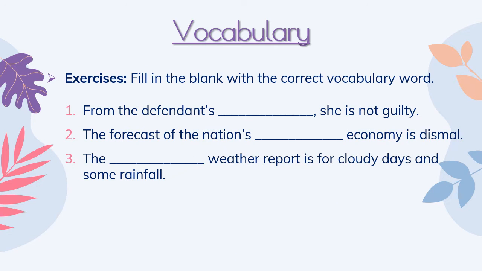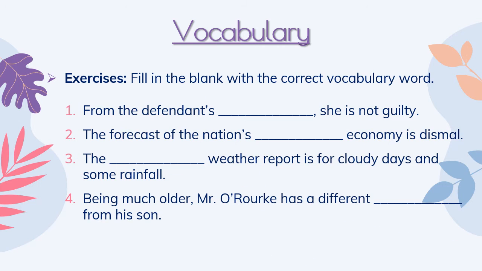Number 3, the blank weather report is for cloudy days and some rainfall. Which vocabulary word, based on its definition, would fit best in this sentence? And last but not least, being much older, Mr. O'Rourke has a different blank from his son. What would that be? Would it be perspective, his point of view, or prospective, of or in the future? Being much older, he has a different what from his son?